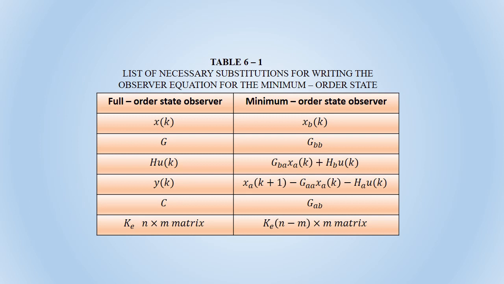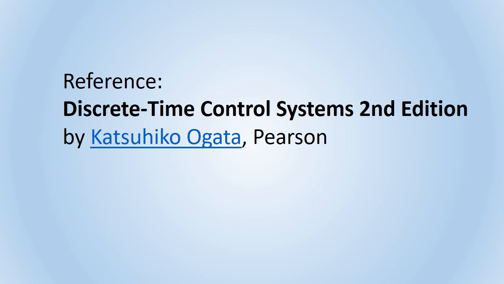and these are the reference books: Discrete Time Control Systems, second edition, by Katsuhiko Ogata, Pearson Publication.